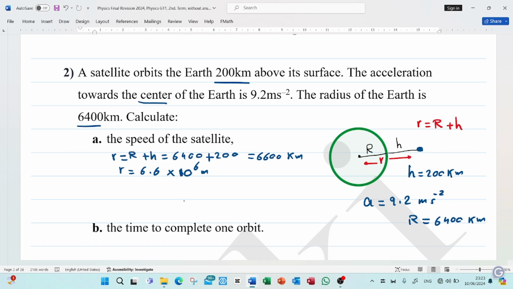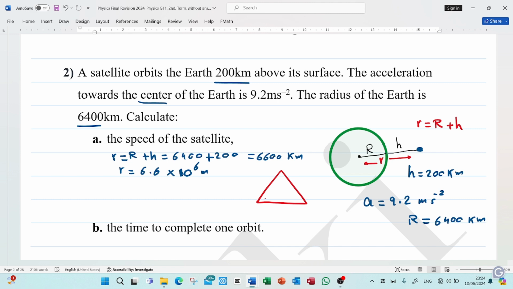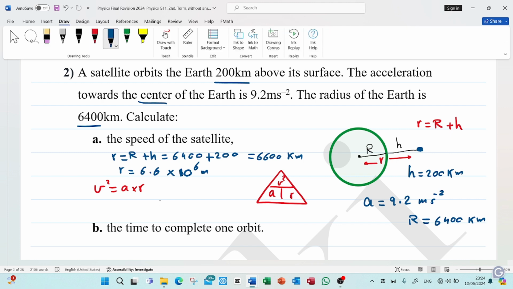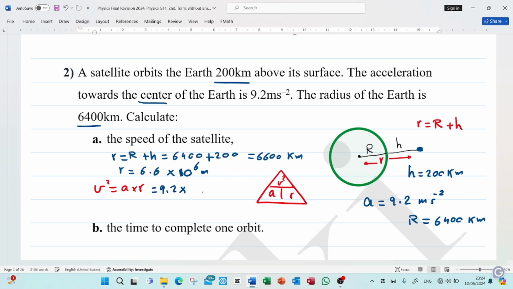The speed of satellite, we have acceleration. The relation between linear speed and acceleration is that a equals v squared over r. Then v squared equals a multiply r. We calculate v squared and then we take the square root of the answer. So v squared equals a, which is given as 9.2, multiply r, 6.6 times 10 power 6.